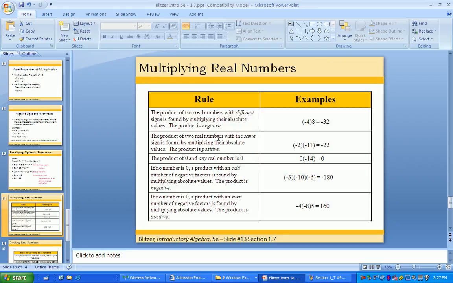So here's a chart that's going to really help you do well in your homework and your quizzes and even your exam. It has the rules laid out for you, telling you the rule, and here's a quick example of how it's applied and what kind of value you'll be getting out of it. The product of two real numbers with different signs is going to be negative. The product of two real numbers with the same sign is positive. The product of 0 and any number is 0. If no number is 0, we can just count the number of negative signs, and if it's an odd number, it's a negative. If it's an even number, then it's a positive value.